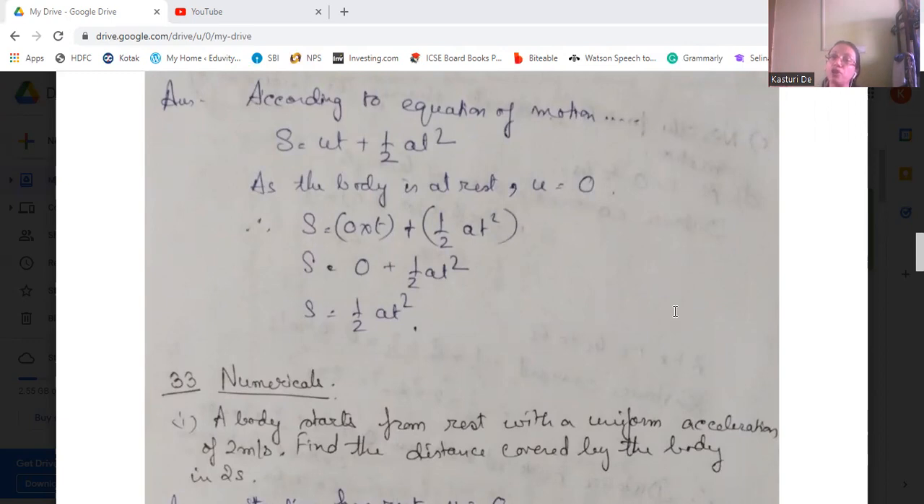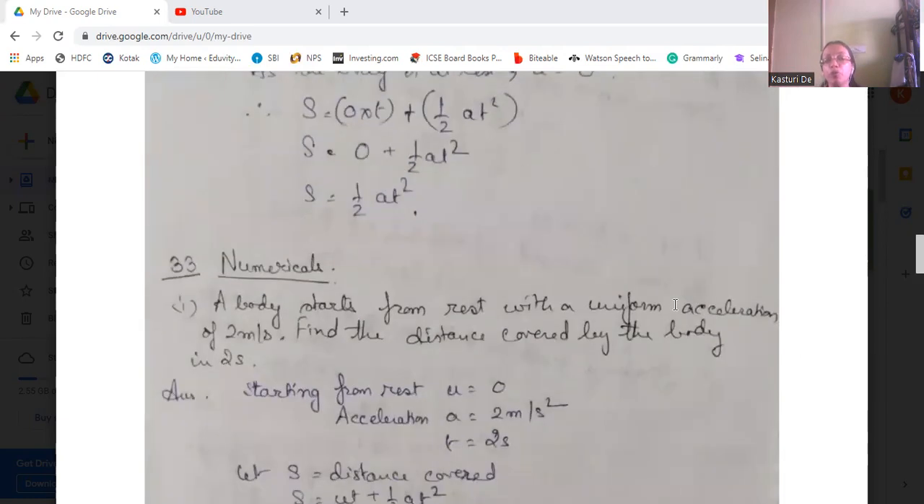So 0 into t will be what? 0, plus half at squared. So 0 we can omit because 0 has no value. So s is equal to half at squared. Clear? Next, some more numericals we move on to.